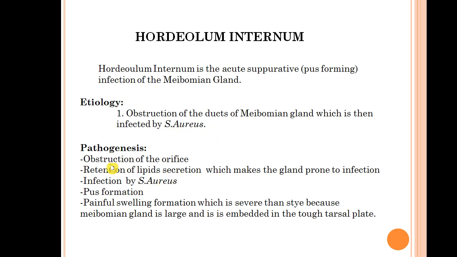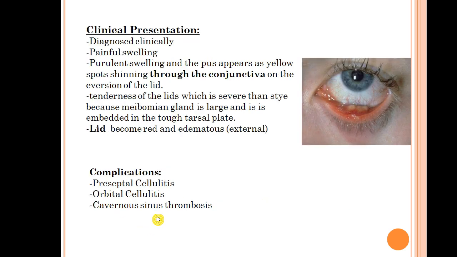Etiology is again Staph aureus, and pathogenesis is all the same: there will be obstruction that will lead to lipid retention. The lipid retention will make it prone to infection. Staph aureus will be welcome in this environment, so it will infect it. There will be pus formation and painful swelling. The pain and the tenderness will be more severe than in the Hordeolum externum. Why? Because the meibomian gland is large and it is embedded in the tough tarsal plate. So this will cause more painful swelling, more pain as compared to the Hordeolum externum. That's all about its pathogenesis and etiology, all the same.